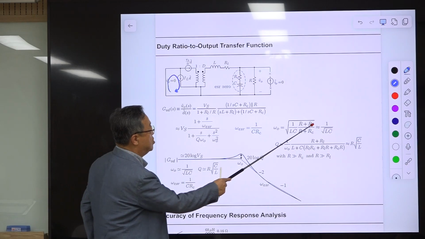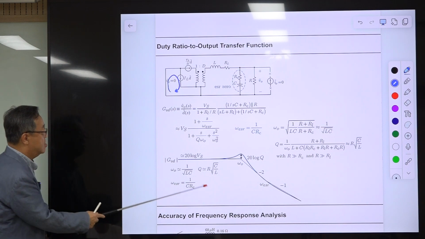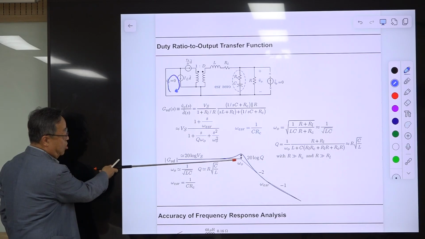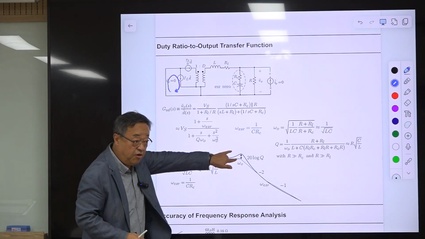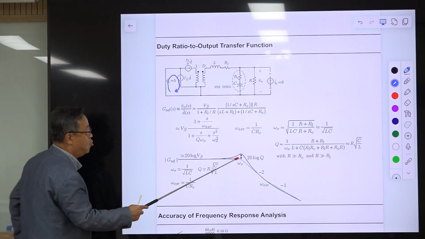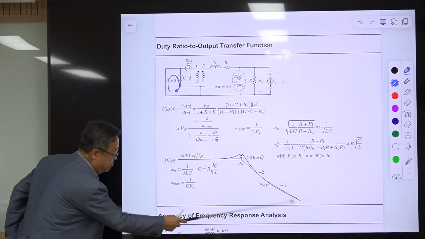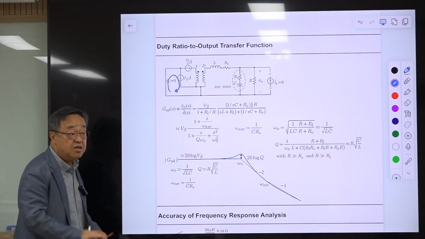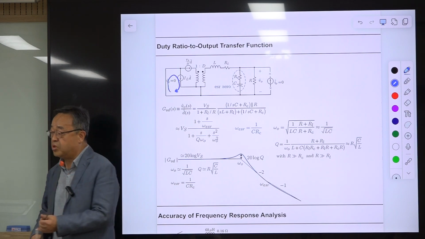But if you ignore this one, then it simplifies to this. So this is the asymptotic plot of this transfer function, the control to output transfer function. And if you have the asymptotic plot, you include this peaking here, peaking of 20 log Q. And you smoothly connect them like this, then it's very similar to the actual simulation using some computer software. So very similar to this. But you don't have to just sketch this. There is more than enough.